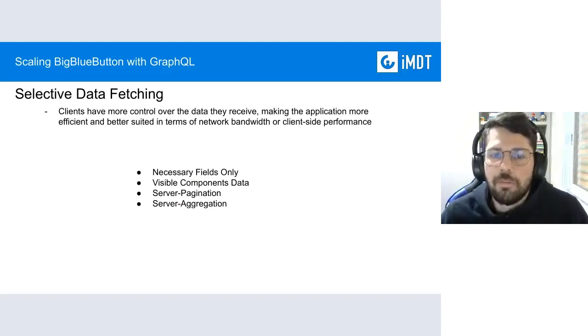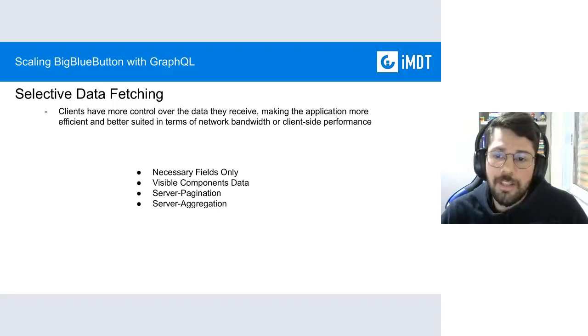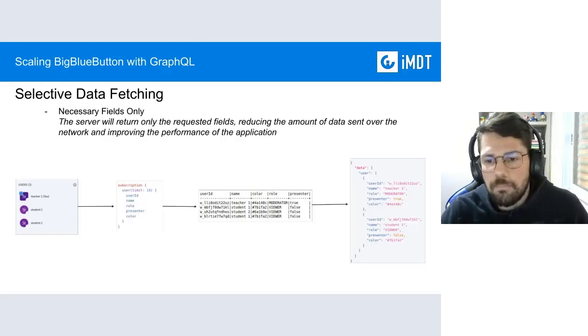Okay, another benefit of this new approach we are using is the selective data fetching. By using the GraphQL query language, the clients have more control over the data they will receive. So it will make the application more efficient and better suited in terms of network bandwidth and client-side performance. So I will explain some topics just as examples. Necessary fields only. It's a huge benefit that we have now.